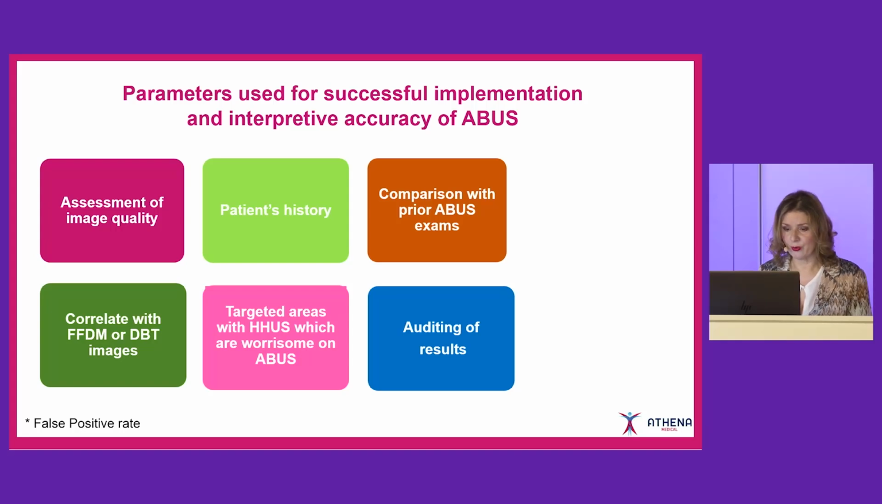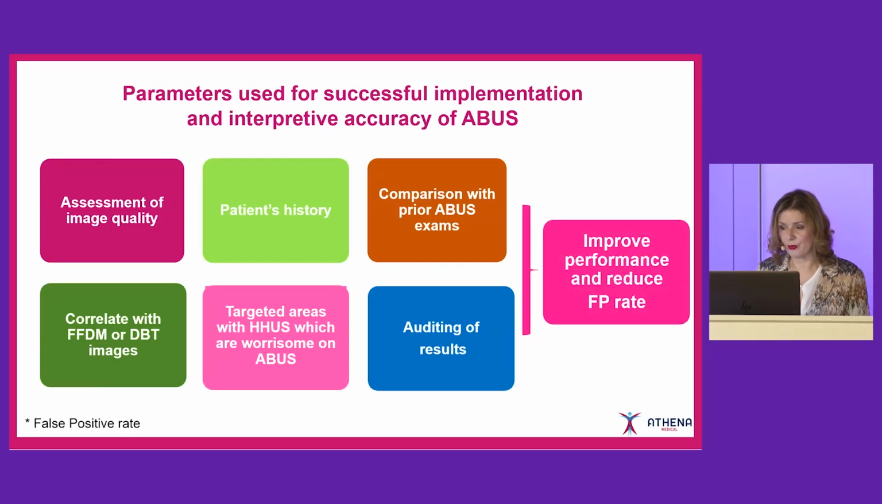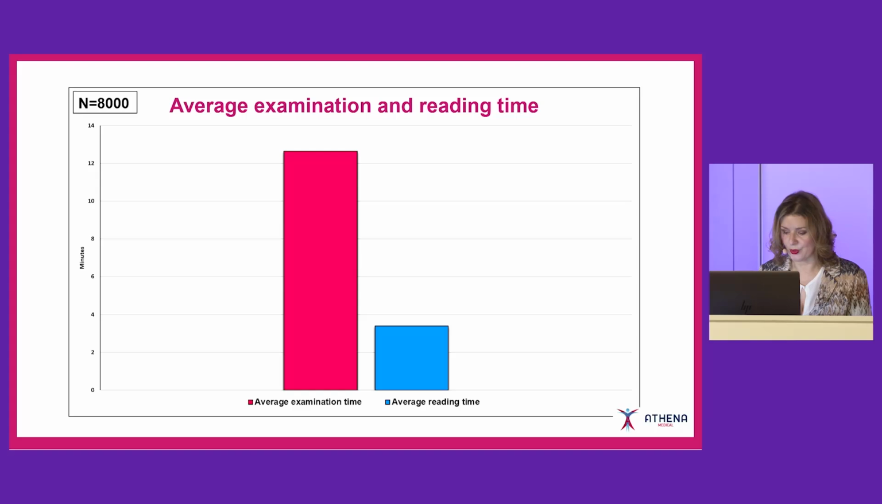There are several parameters that we use for successful implementation: assessment of image quality. Precise information about the patient's history is extremely important. Comparison with prior ABUS exams, if they are available. Also correlation with 2D mammography or DBT images. Also, it is important to have access to targeted areas with handheld breast ultrasound to complement our results. This will improve our performance and will reduce our false positive rate.